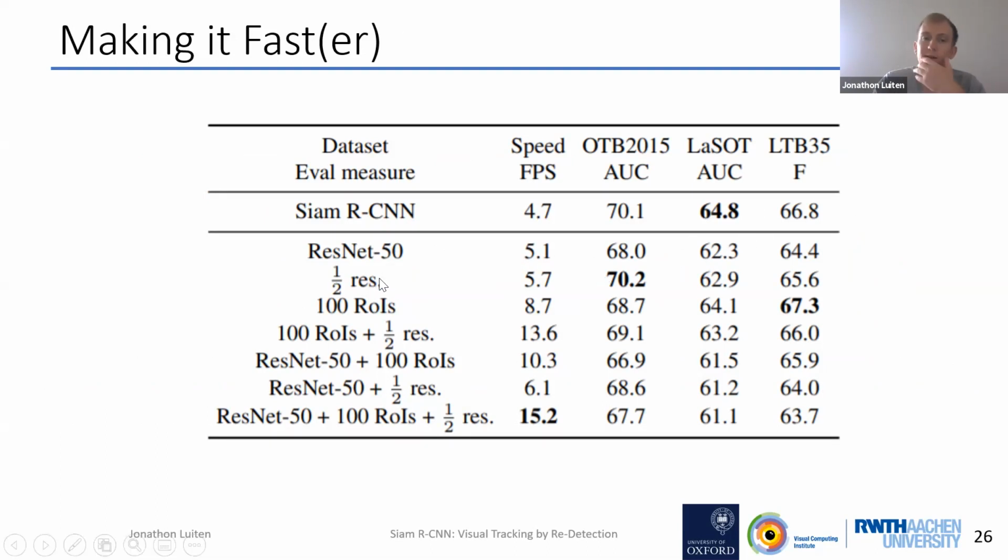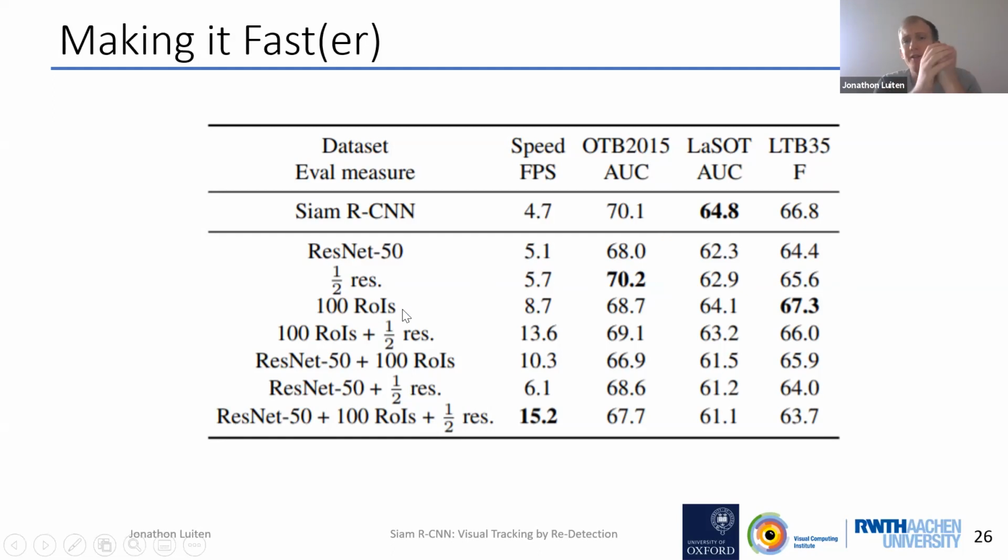What if we run it on smaller images, so half resolution images? Well, then it gets even faster, and surprisingly, the results don't go down that much because, like we saw, the method's quite good at low resolution images. So in this case, actually, we get better results with half resolution images.